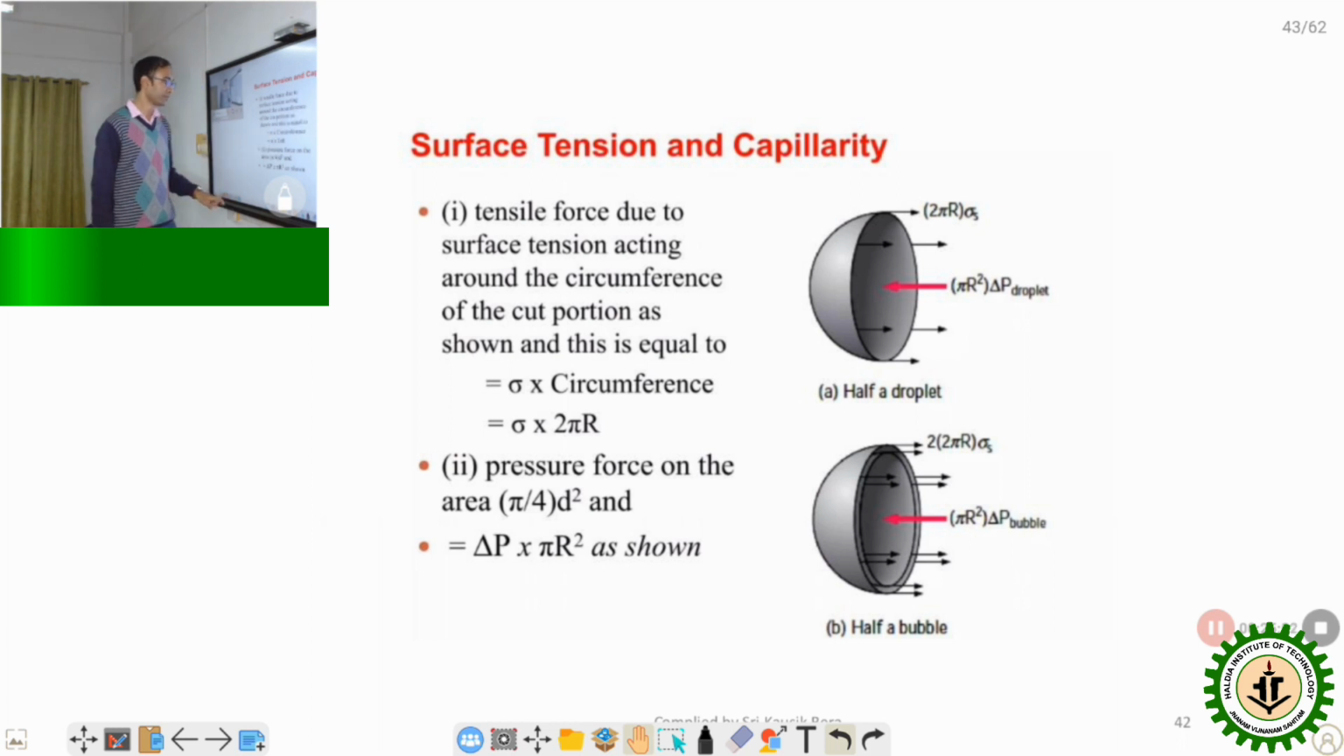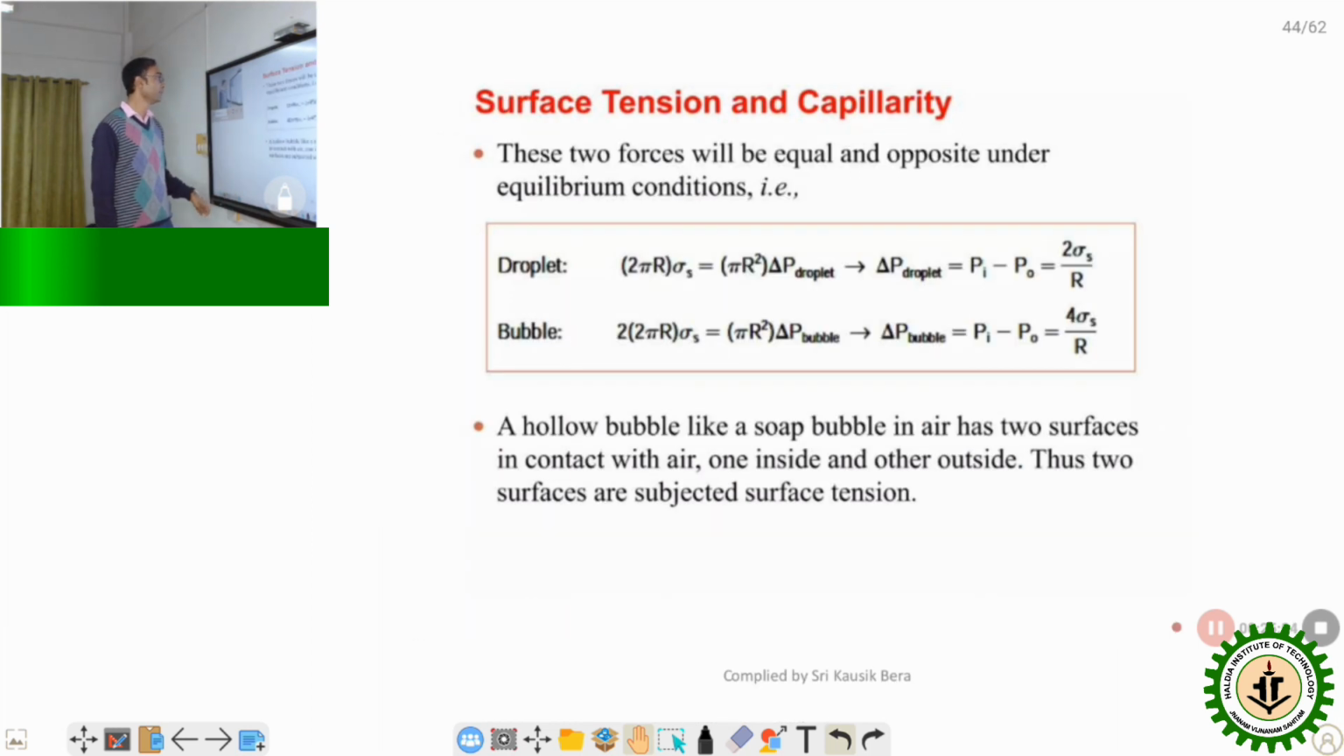So for the droplet, we can write that these two forces will be equal and opposite: 2 pi r sigma equals pi r squared delta p. So delta p, the droplet pressure, will be 2 sigma by r. For the bubble case, the same fundamental phenomena happen: 2 into 2 pi r into sigma equals pi r squared delta p for the bubble. So delta p will be 4 sigma by r.